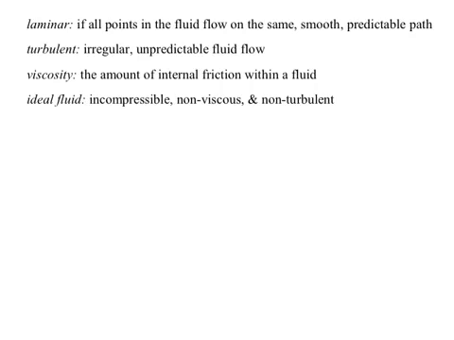A good example of turbulent flow is if you ever look at a river or go whitewater rafting, and you see all the eddy currents. You see all the white water coming about because of the turbulent flow that's producing it. The third term is viscosity. Viscosity is the amount of internal friction within a fluid. An easy example to think about is water versus maple syrup. Maple syrup is very viscous compared to water, which is not very viscous. It flows much differently and much slower.